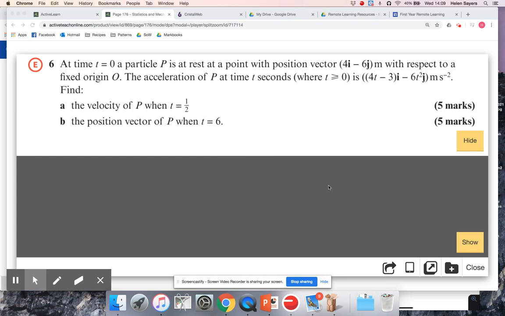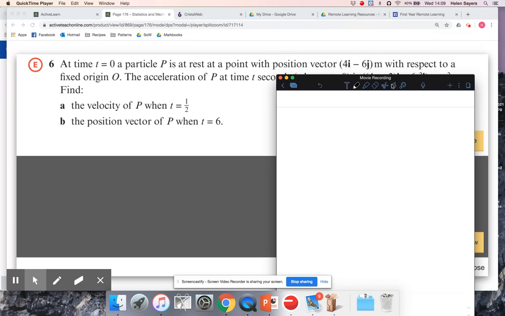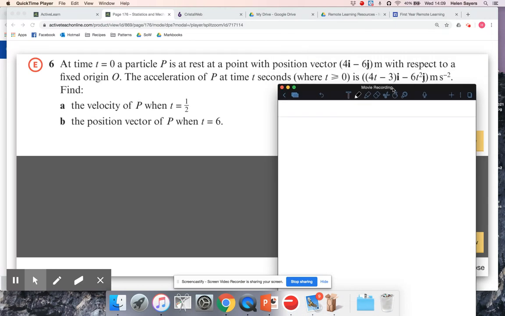Okay, so we're looking at the second year Stats and Mechanics textbook. We're doing exercise 80, which is on integrating vectors. Okay, so I'm given the acceleration as a function of time. And the first thing I'm asked about is the velocity. So before we worry about the finer details, let's just get cracking.